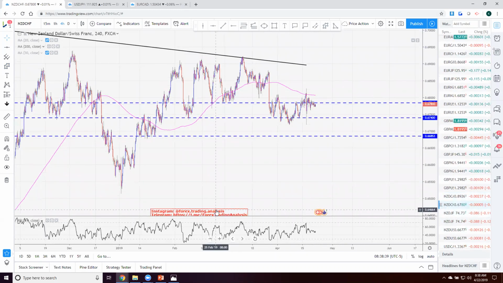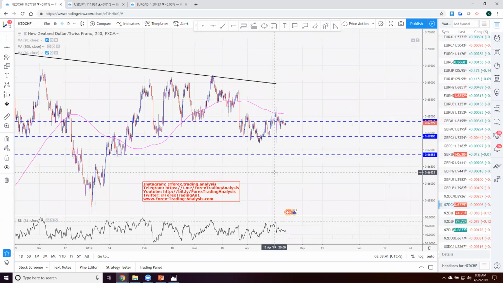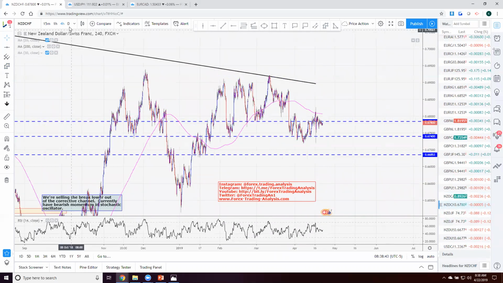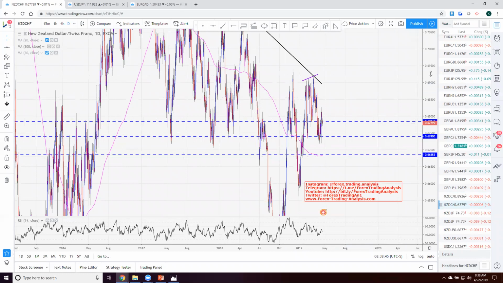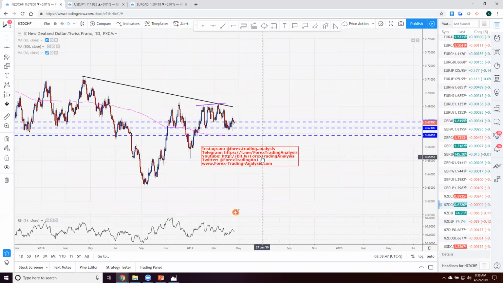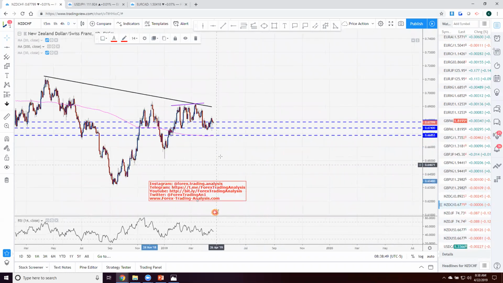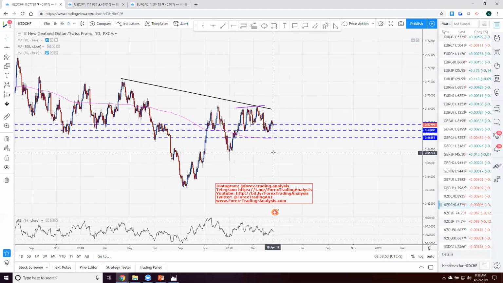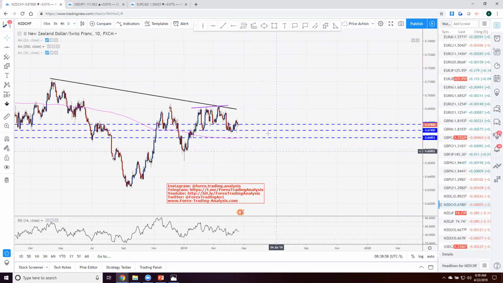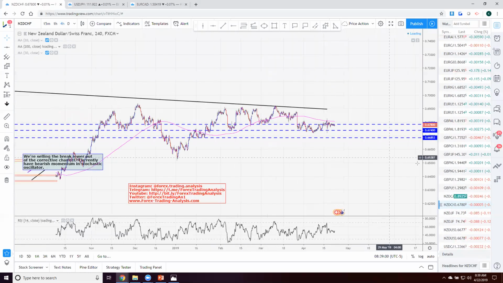Near the end, folks, we're at a little over an hour, so we'll continue finishing out the pairs that we're looking at. The Kiwi Swiss, not really seeing anything I like on the daily.